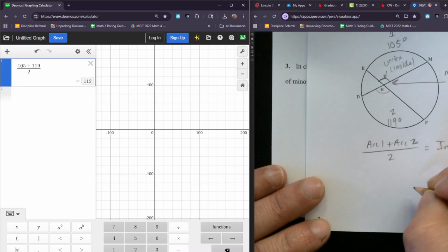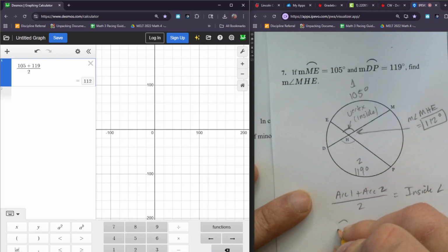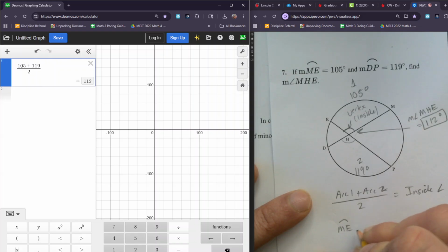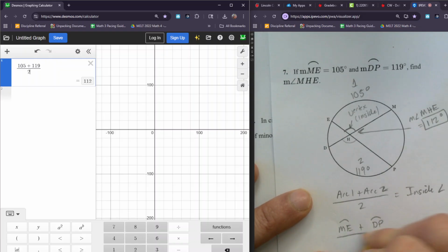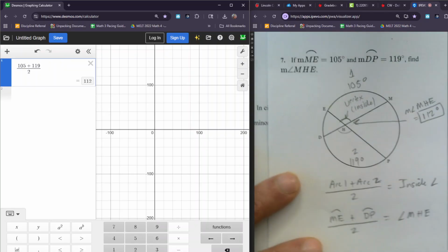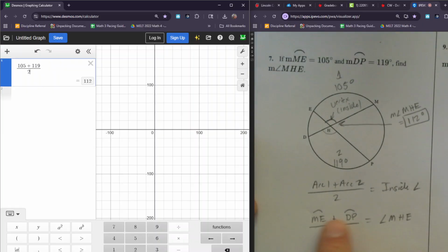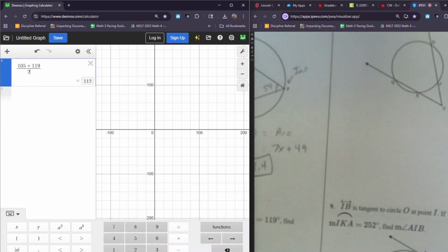All right, so as far as the representation, it was arc ME plus arc DP divided by 2 is equal to angle MHE. All right, so that would be how you'd show it with the given sides.